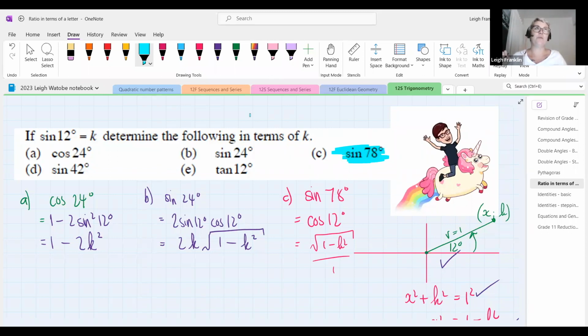So because we've forgotten about it from grade 11 and we're just thinking about double angles and compound angles, it makes the question a little bit more difficult, but it's not meant to be more difficult. If you look at the 78 and the 12, they add up to 90. Because those two angles add up to 90, that's your clue that you have to use co-functions.